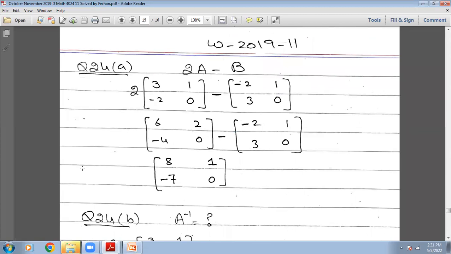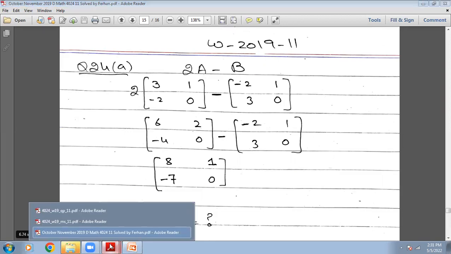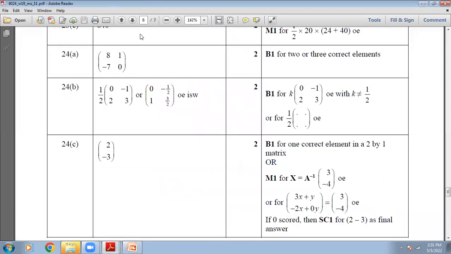Okay, so 2 multiplied by the value of matrix A, 3, 1, minus 2, 0, minus 2, 1, 3, and 0. So 2 3s are 6, 2 1s are 2, minus 4, and 0, minus this. So corresponding elements are subtracted from the corresponding elements. So 6 minus 2 will become positive 2. 6 plus 2 will be 8. 2 minus 1 will be 1. Minus 4 minus 3 will be minus 7. 0 minus 0 will be 0. So that is the answer. So question number 24A part, you can see is right.